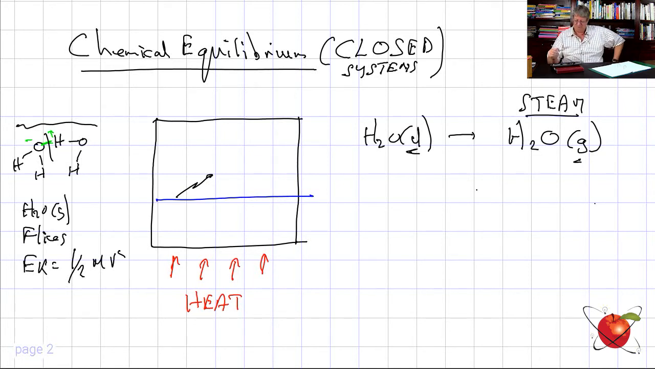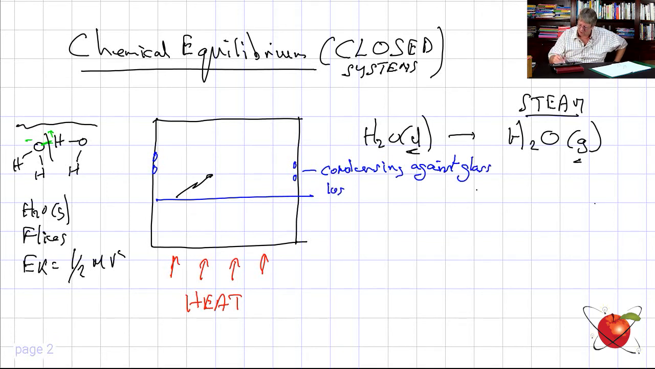Now we've done that. As you watch, you will see over there on the top, you will see little beads starting to form, right? Because what is it doing? It is, whoops, let me write it on the other side. No, it is condensing against the glass. Why? Because it's losing EK. So as it loses EK over here, okay, it no longer flies and it can't fly, right?